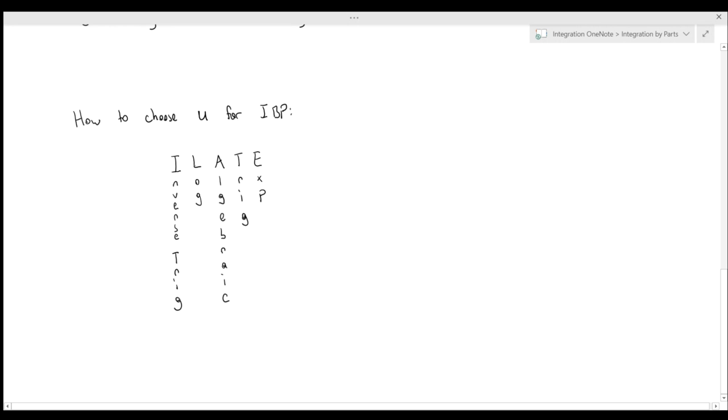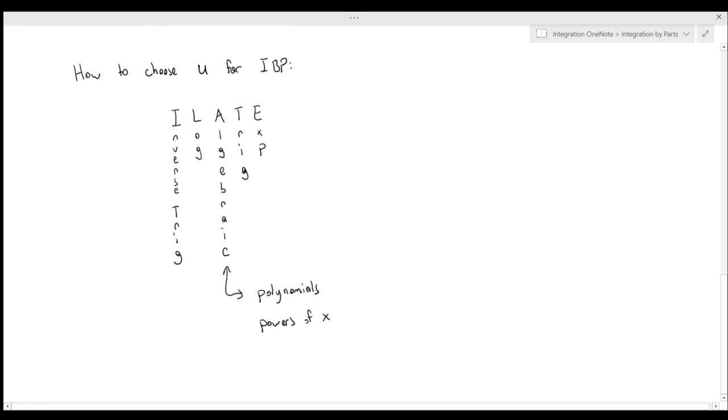If you have no inverse trig or log, so algebraic basically refers to things like polynomials or powers of x, a bit more generally. So things like that are typically what we mean by something that's algebraic. So that would be your next choice for u if you don't have any inverse trig or log functions in your integral. And it's somewhat rare that you would choose u to be a trig function. And you almost never choose an exponential to be u since it appears at the end of this, okay?